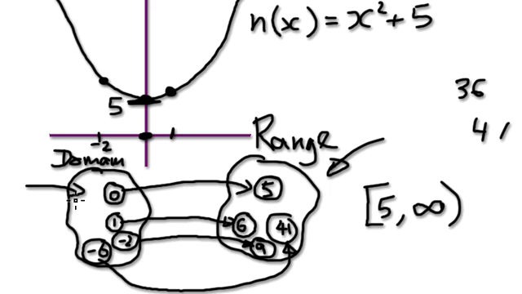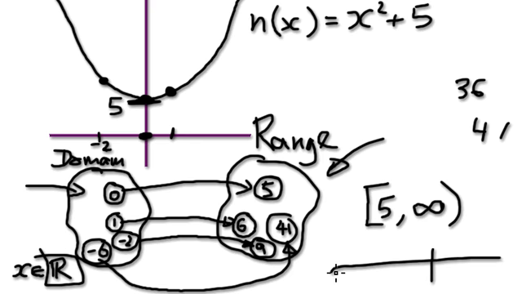So if you look at the domain here, the domain can be anything. The domain can be any x belonging to the real number line. Remember, this R here is when we look at the number line, it's everything. It can be anything on that number line. So this is just another way of looking at it.